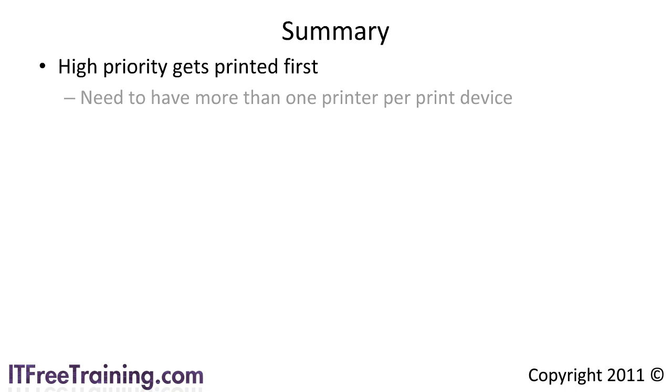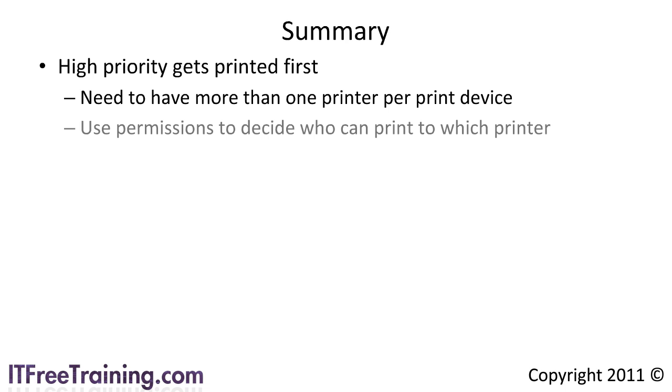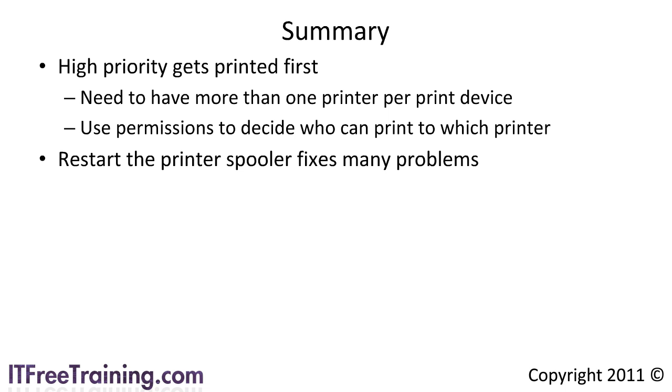In summary, remember, the high priority printers get their jobs printed first, but also remember, priorities only work if you have more than one printer per print device. Once you set up your printers, use permissions to determine who can print to which printer. When troubleshooting printer problems, a lot of problems can be solved by simply restarting the printer spooler. Restarting the printer spooler often frees up stuck jobs. Understanding printing is a fundamental service on most networks and often is the first service end users complain about when it stops working.